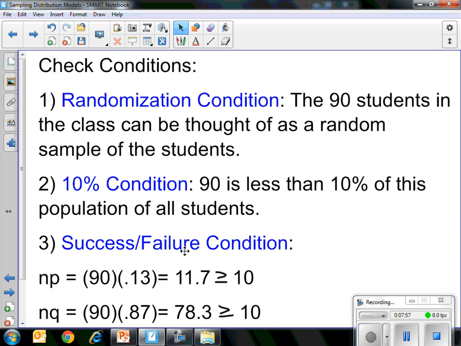And the success/failure condition, again, is np, where n is equal to 90 and p is the probability that was given to us, 0.13. And that comes out to 11.7, which is indeed greater than or equal to 10. And then nq, so you have your probability of failure there, 1 minus p, is 90 times 0.87, and again, this is definitely greater than or equal to 10. Therefore, we are allowed to use the normal model.